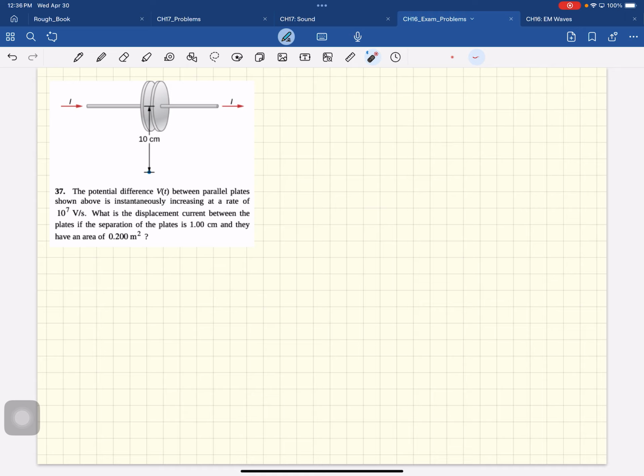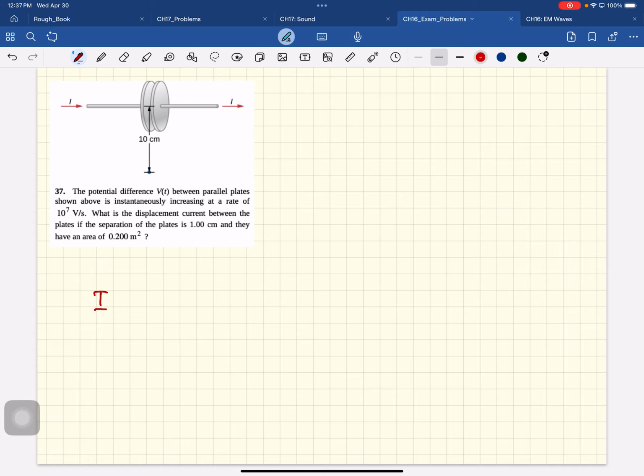All right, so here's a similar problem again. This actually shows you the capacitor. Here's a current flowing into the capacitance, and as the charge builds up, the electric field is changing. So the potential difference across this capacitor between the plates shown is increasing at this rate, 10 million volts per second. What is the displacement current between the plates if the separation between the plates is 1 centimeter and the area of the plates is that? Okay, so this is an air-filled capacitor.